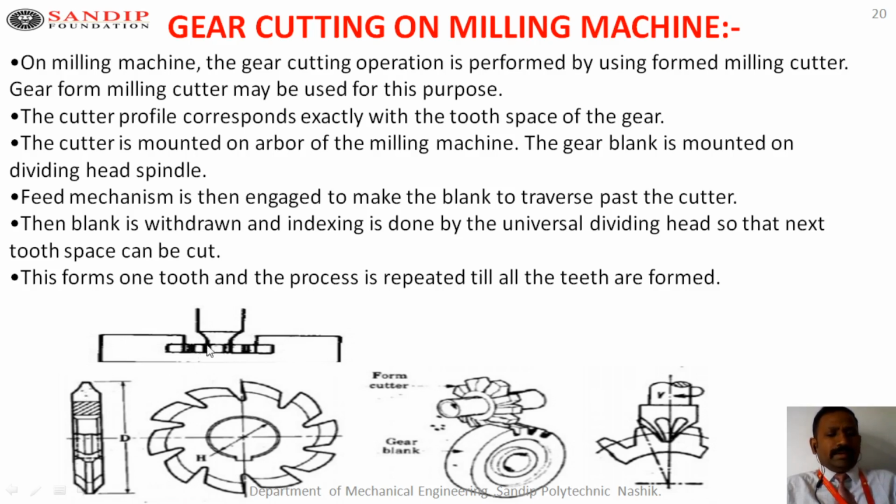Here T-slot, so T-slot type. Here concave, convex types, different shapes of cutters are there. Here countersink profile. So that type of gears are manufactured. So this is the manual method on a milling machine to manufacture the gears.